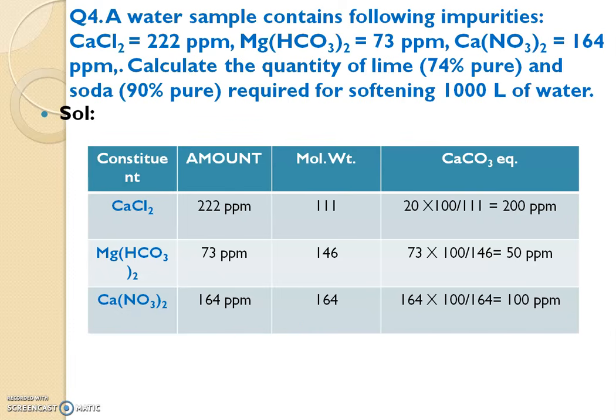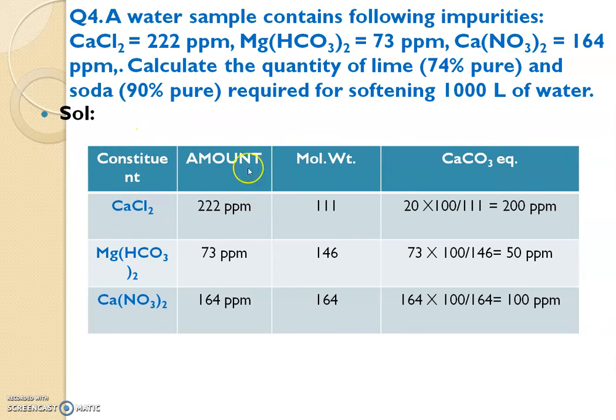In the other numerical, a water sample contains the following impurities: calcium chloride 222 ppm, magnesium bicarbonate 73 ppm, calcium nitrate 164 ppm. So calculate the quantity of lime, which is 74% pure, and soda requirement for softening 1000 liters of water. For the solution, first we will construct the table with the constituent, amount, molecular weight, and the calcium carbonate equivalent. So first we will write down the constituents or the salts.